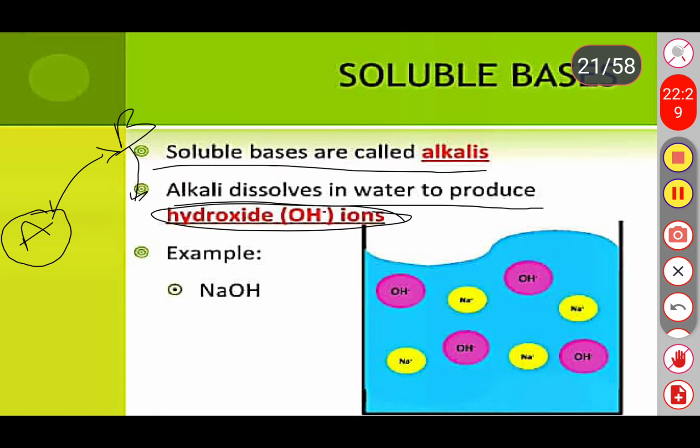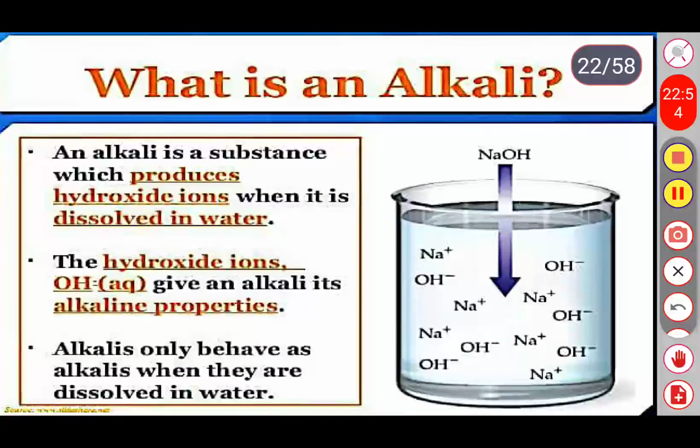The substances soluble in water are considered alkalis. Okay, examples of alkalis are sodium hydroxide and potassium hydroxide. Okay, see the next one. What is an alkali? An alkali is a substance which produces hydroxide ions when it is dissolved in water.